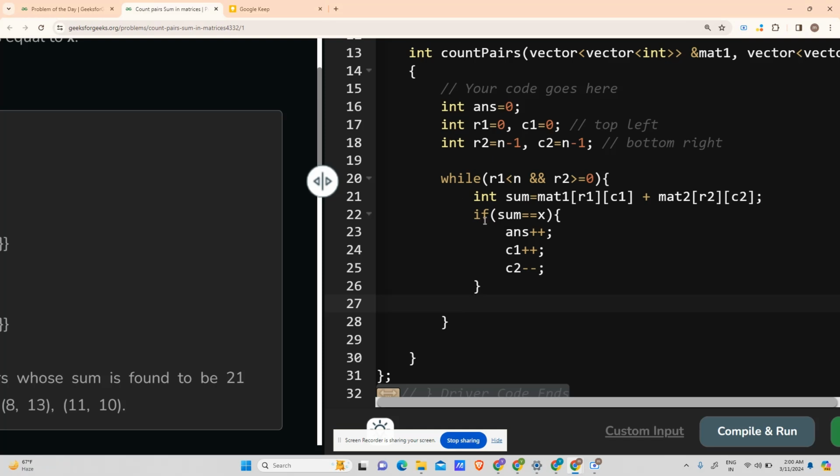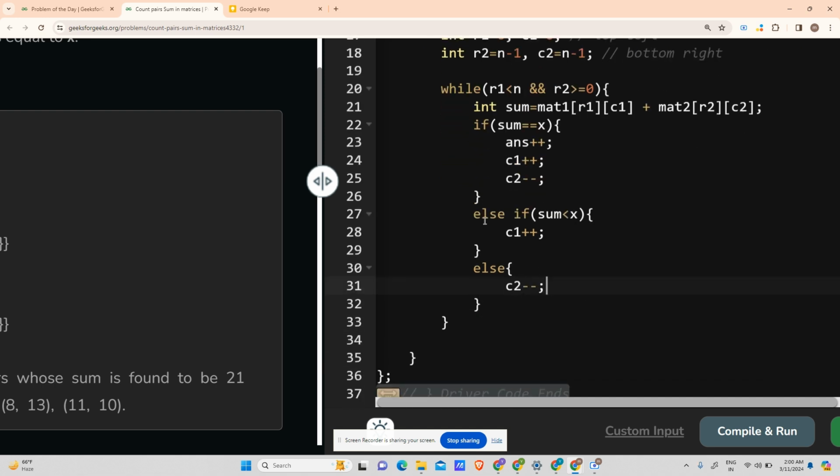Okay. Now, else if, what is the case? Sum is less than x. If sum is less than x, increase the increasing pointer. Which one is increasing? The C1 is increasing, C1 plus plus. Else, what is the case left? Sum is greater than x. In that case, C2 minus minus.